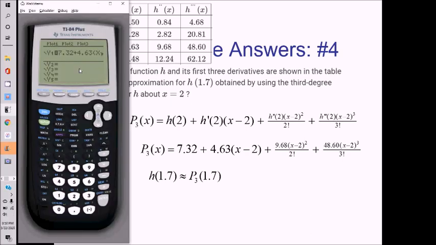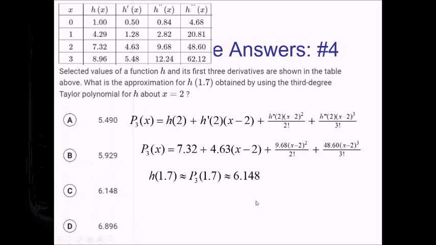Just to make my life a little bit easier, I've gone into my y equals and entered p sub 3 exactly as I see it on the page there. So everything is completely identical. I've got x's and everything else. I think it's easier to enter this with x's first, then quit out of there and go to alpha trace y1 and plug the number in this way, instead of replacing all these x's with 1.7s on your own. Just let the calculator do all of that. Press enter, and that comes out to approximately 6.148. So that's choice C.